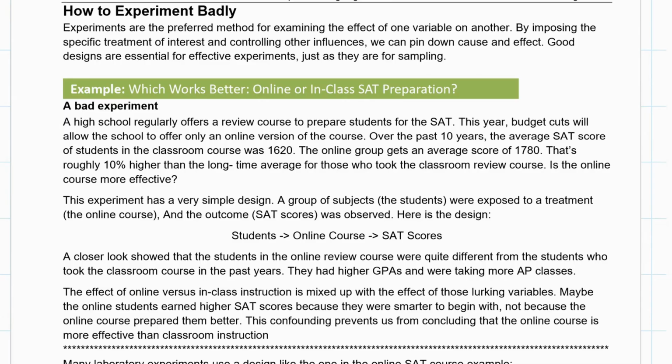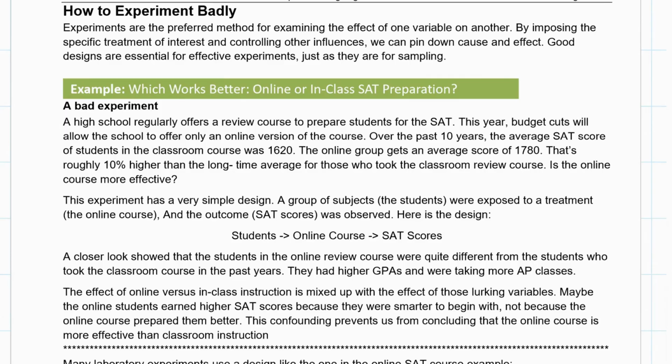Let's take this example. A high school regularly offers a review course to prepare students for the SAT. This year, budget cuts will allow the school to only offer an online version of the course. Over the past year, the average SAT score of the students was 1620. The online group had an average score of 1780. That's roughly 10% higher than the long-term average for those who took the classroom review course.